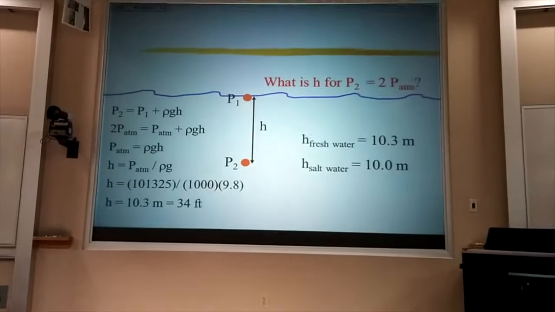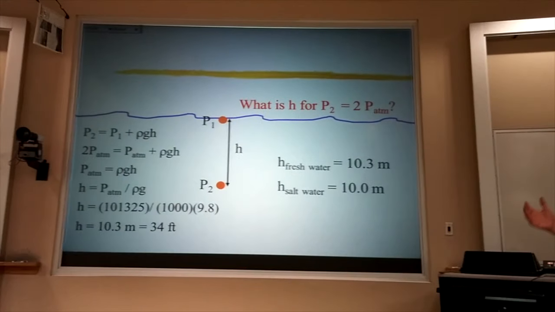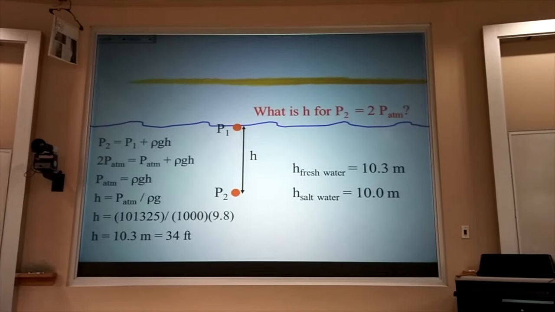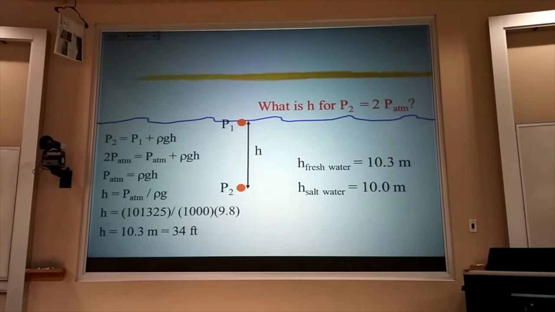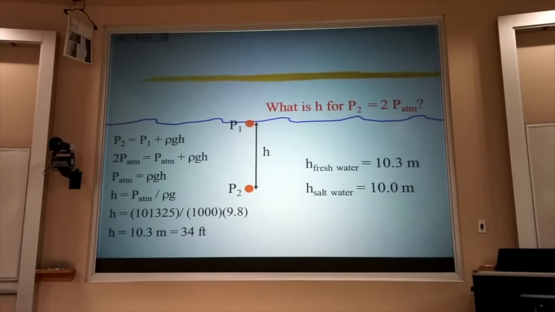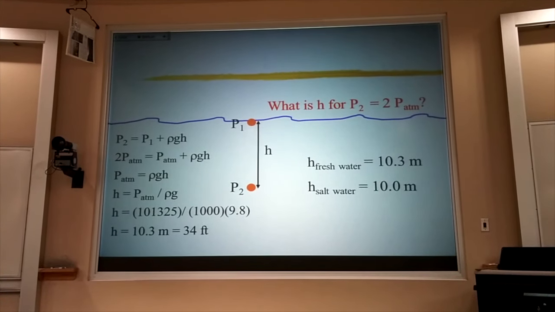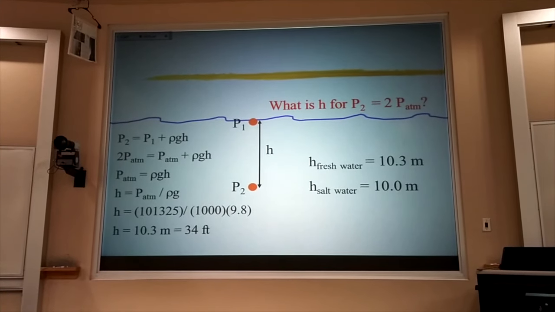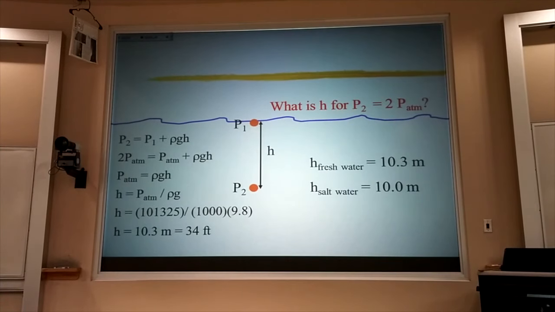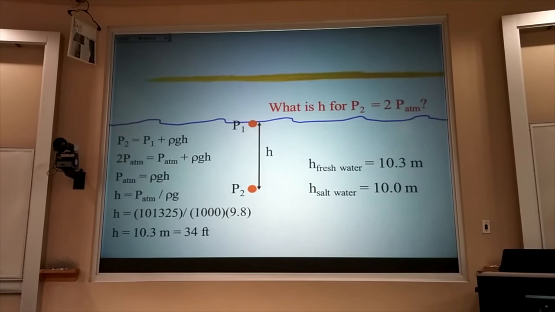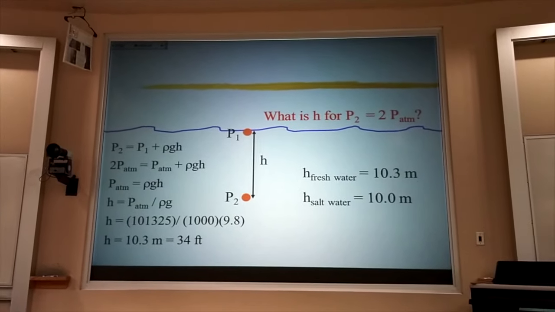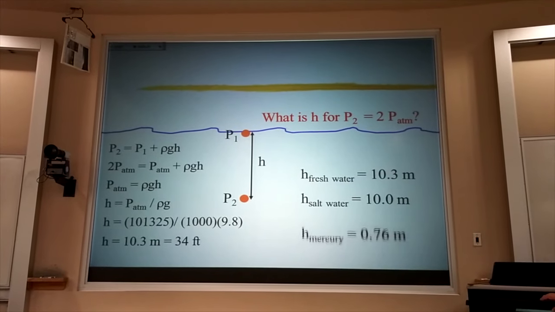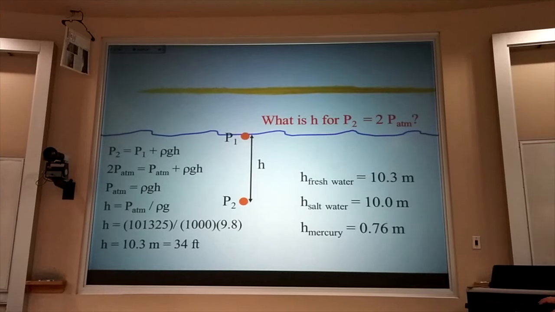Now, suppose you happen to be wandering through the forest and you happen upon a pond of liquid mercury. How deep would you have to dive in a pond of liquid mercury before you increase the pressure from one atmosphere to two atmospheres? Does anyone know? It's a very famous number. 700, actually, you're probably right for Bozeman. In Los Angeles, at sea level, it's 760 millimeters, or 0.76 meters, okay?